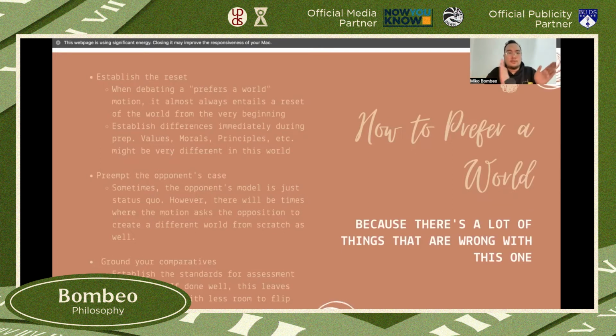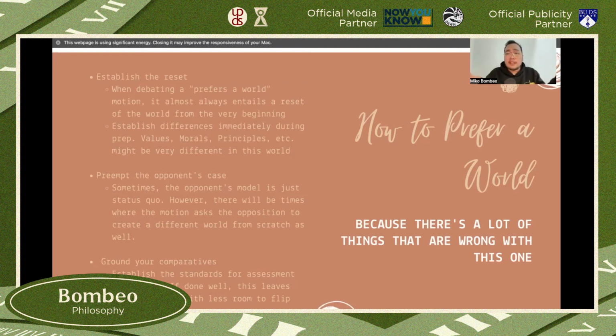Once you're done with that, you preempt the opponent's case, because sometimes the opponent's model is just status quo, the world that we're living in right now. But there will also be times where the motion asks the opposition to create a different world from scratch as well. So the type of motion, such as this house prefers a world where X is existing as opposed to a world where Y exists, it asks both sides to defend a world that they have to create from scratch as well. So when it comes to those types of motions, you have to understand what the differences are in a totally new world that your opponent will probably create as well.